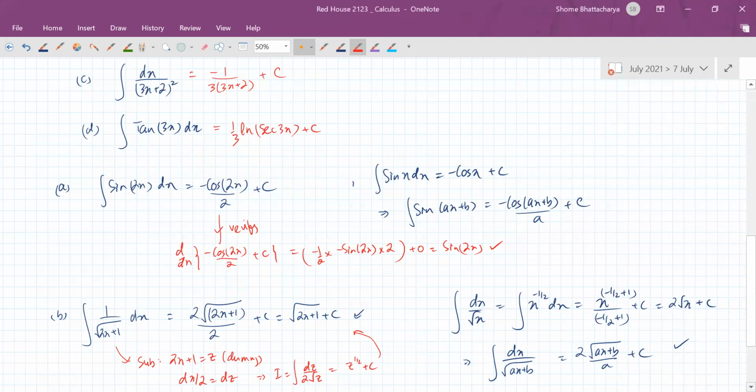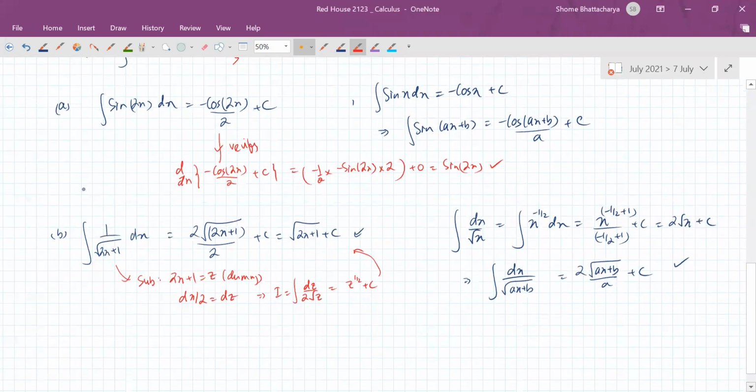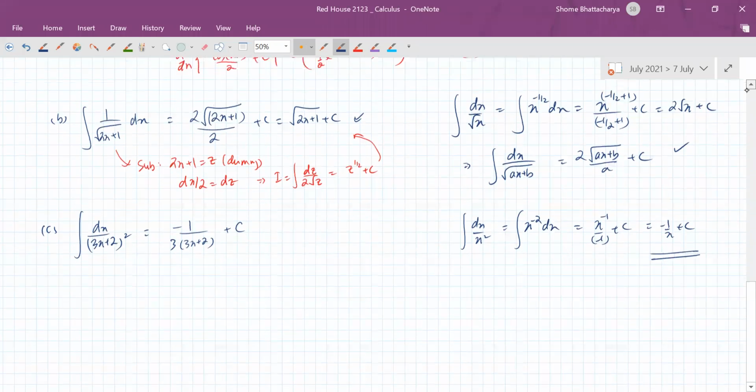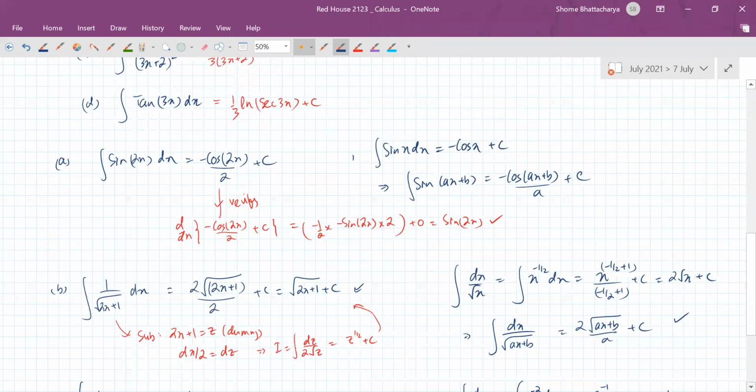Okay. So very similar method for the others. Okay. So just use this integral. So using this one, now we can see directly this one will become minus 1 upon 3x plus 2, but also divided by the coefficient of x. So that's how it becomes this. Okay.